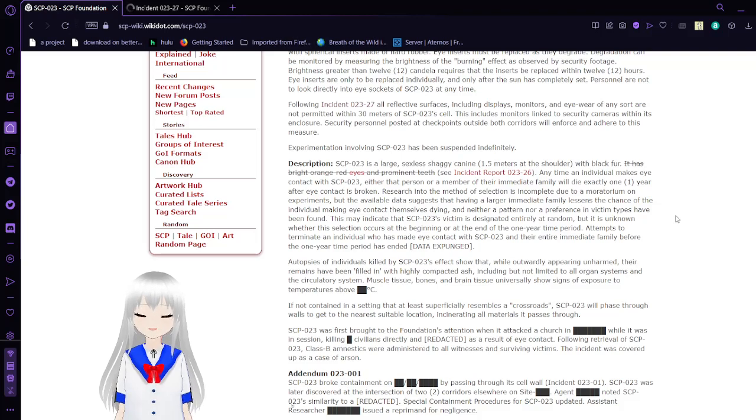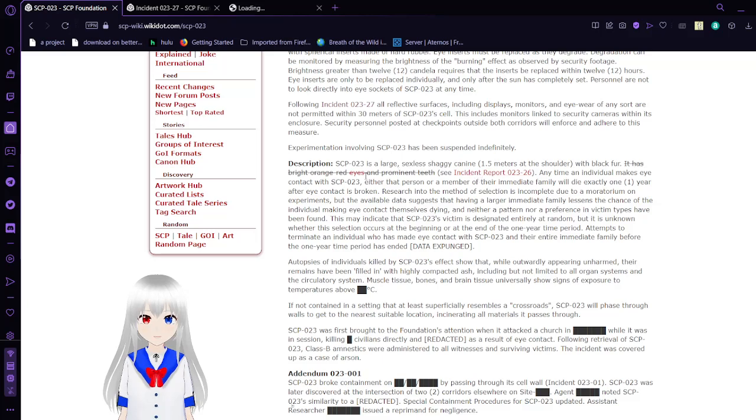Description: SCP is a large, sexless, shaggy canine, 1.5 meters at the shoulder, with black fur. It has bright orange-red eyes and prominent teeth. Or it did.